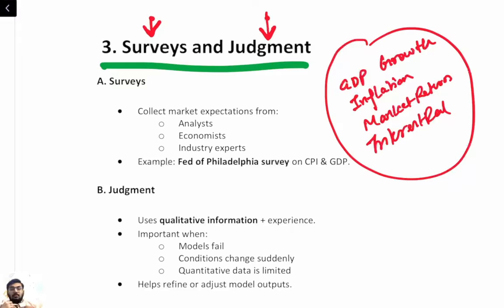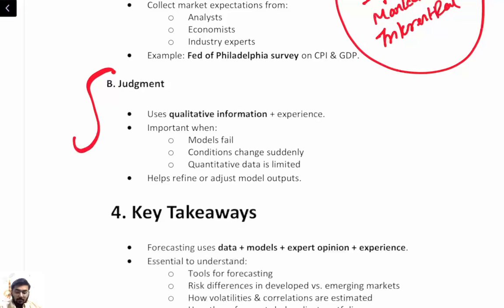Like when you ask 10 teachers how difficult the exam is, if most of them say it's easy, you will get a general picture that the exam which is going to come tomorrow is going to be easy. Similarly, the other point is judgment. Judgment is needed because when we use a mathematical model, sometimes we need human experience to adjust the forecast, because models can fail during unusual times like COVID, financial crisis, war, and sudden government policy changes.